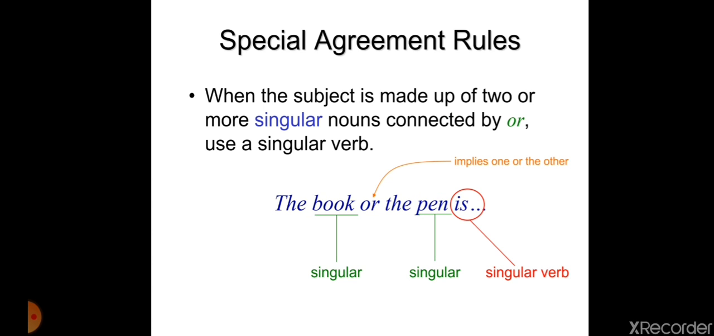When the subject is made up of two or more singular nouns connected by or, we use a singular verb because the connecting word is or. So we go with any one of the subjects which are singular, the book or the pen. Either the subject will be the book or the pen, which is in singular form. So the verb is singular, is. The same sentence can be written as the book is or the pen is.